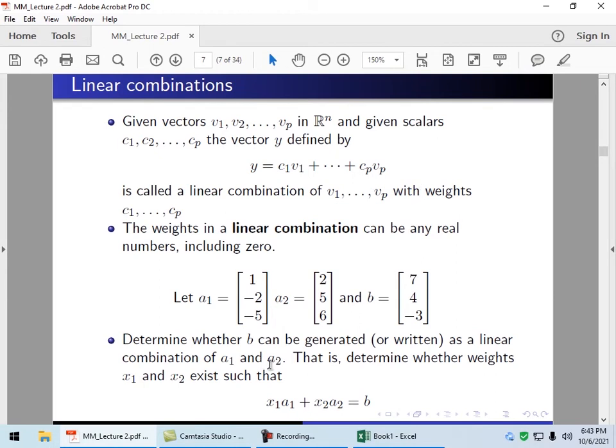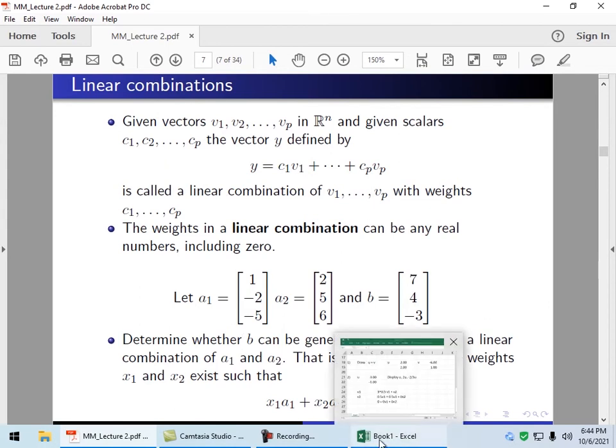So what does it mean? That means just a combination x1 times a1 plus x2 times a2, which is equal to b. That means we have to determine how we can generate b with this combination of a1 and a2 times some coefficients. So the idea is to just calculate these coefficients. So how can we do that? Let me rewrite this example in Excel and I'll show how to do that.